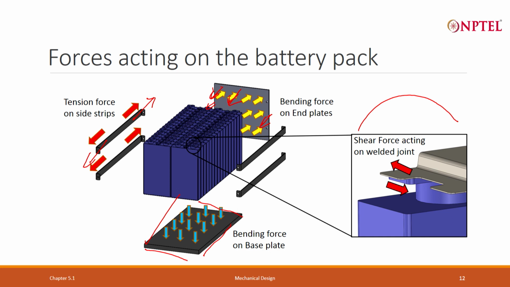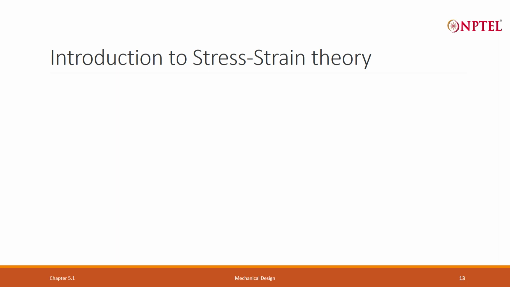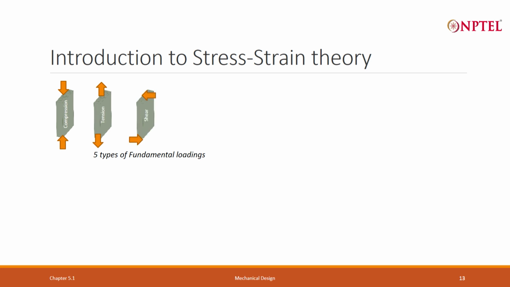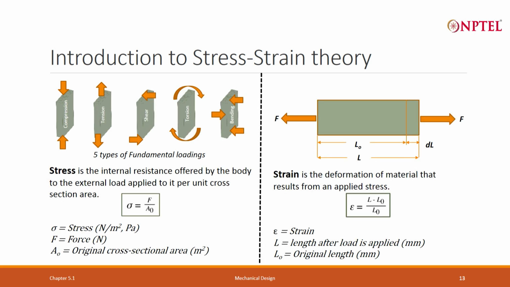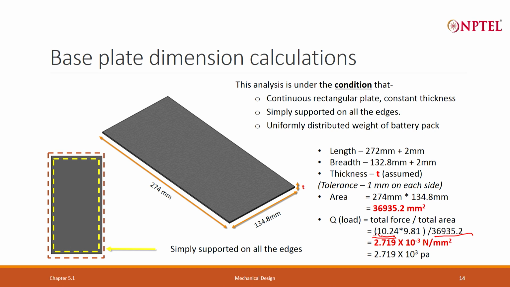And then we started stress-strain theory, where we talked about 5 different types of fundamental loading, then stress and then strain. Then we started the base plate dimension calculation. We know the length and the width of the base plate. However, what was not known was the thickness.